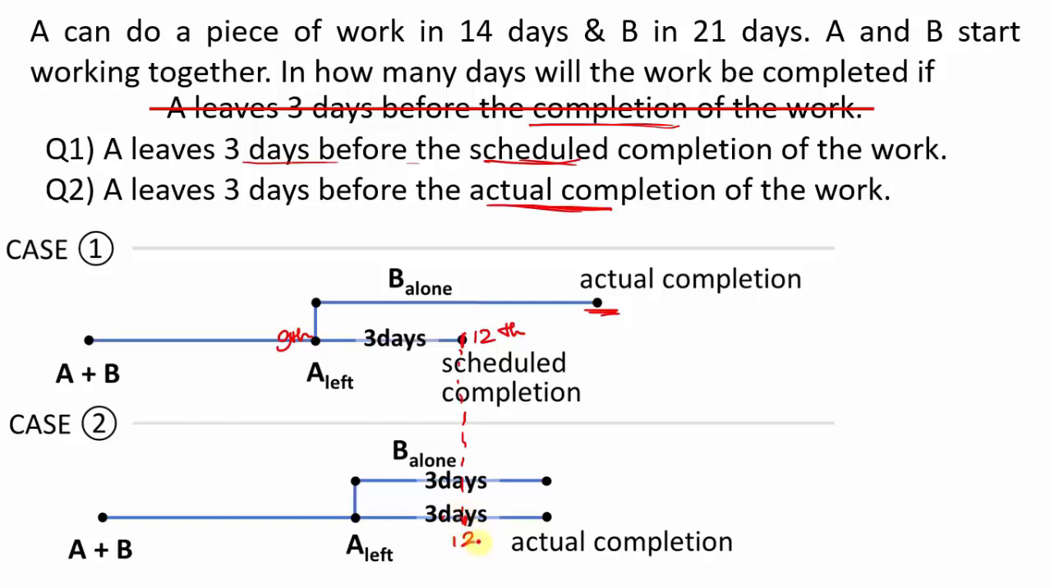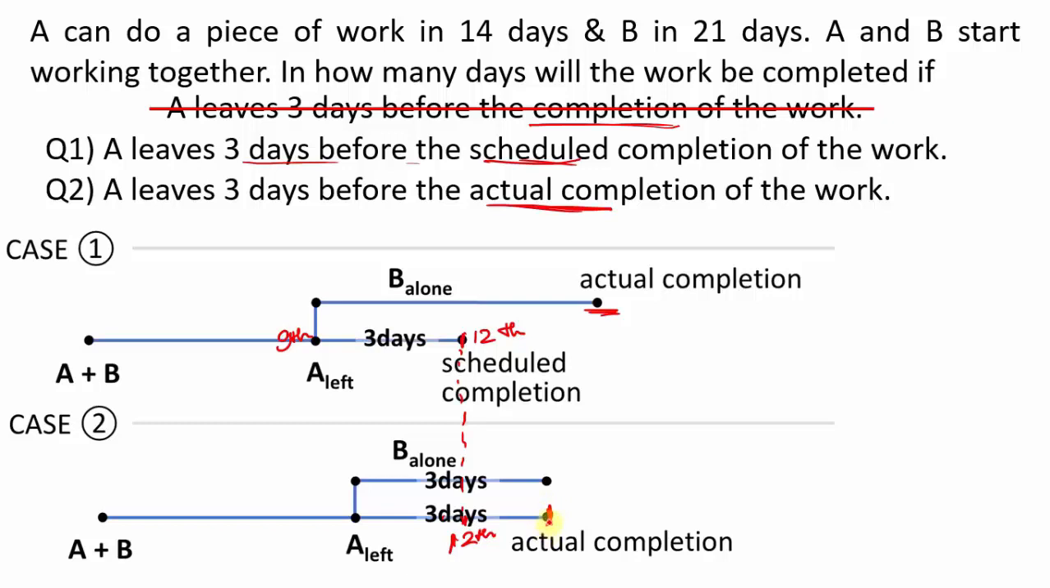This is the 12th of the month. A leaves before the scheduled date, and now B alone will be working. We don't know how many days before the 12th A left, but B alone will be working now, and the work will get completed on, let's say, this day.